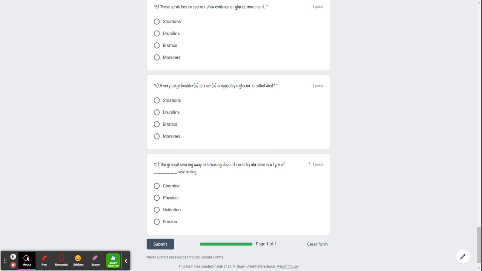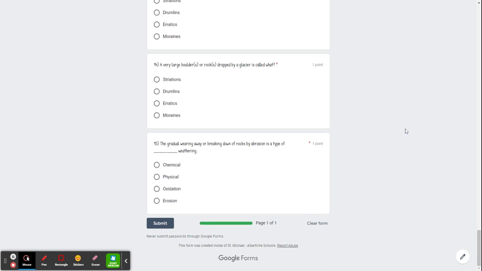drumlins, erratics, or moraines? And number 15, the gradual wearing away or breaking down of rocks by abrasion is a type of what kind of weathering? Chemical, physical, oxidation, or erosion?